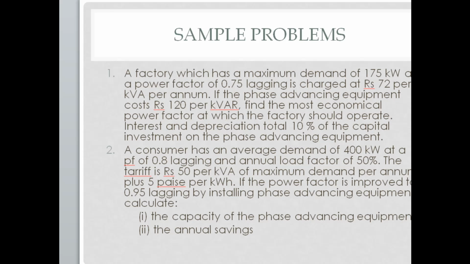So let us now show here the solution to the first problem in your module that I sent you in your portal. So the problem is: a factory which has a maximum demand of 175 kilowatts at a power factor of 0.75 lagging is charged at 72 rupees per kVA per annum. If the phase advancing equipment costs 120 rupees per kVAR, find the most economical power factor at which the factory should operate. Interest and depreciation total 10% of the capital investment on the phase advancing equipment.